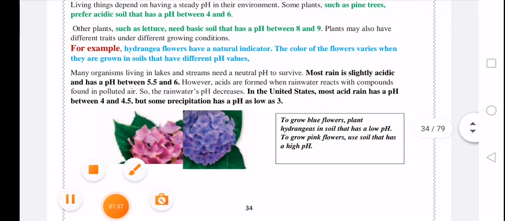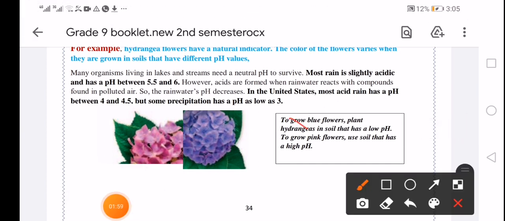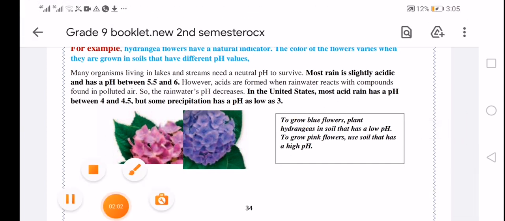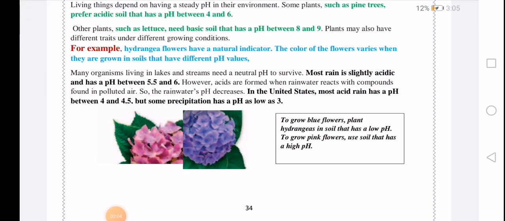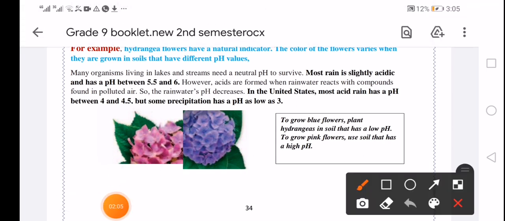To grow blue flower plants, grow hydrangea in soil that has a low pH, or an acidic solution. To grow pink flowers, if I need pink flowers, what happens? Use a soil that has a high pH, or basic pH. So these flowers have a natural indicator.